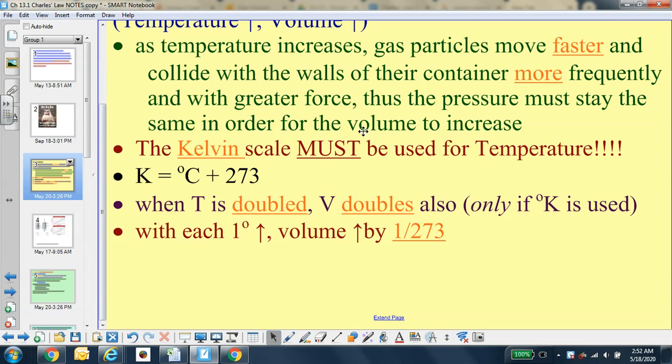So with Charles' law, whenever you double the temperature, the volume is actually going to double, but only if you are using Kelvin. So every time you increase the temperature by 1 degree Kelvin, the volume is going to increase by 1/273rd.